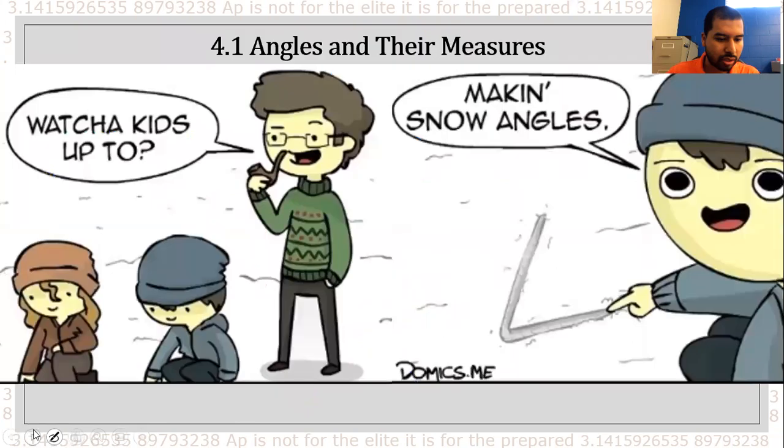Okay. Alrighty. So I got a meme for us. Hopefully we can get to see a little bit of snow. Okay. So what you up to? Making snow angles. Makes me laugh.